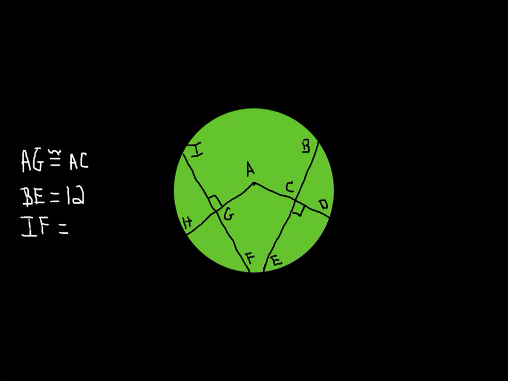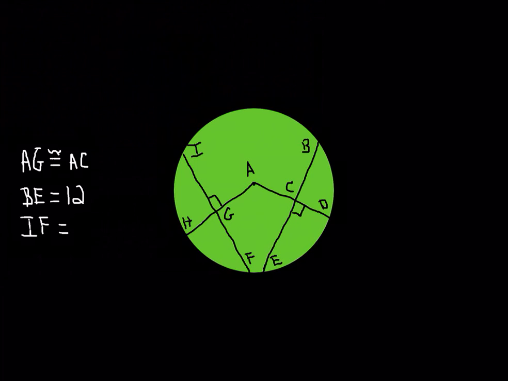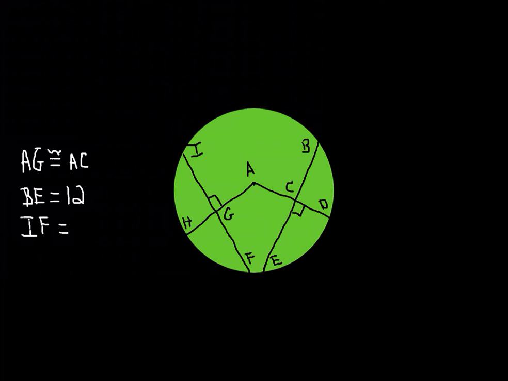Let's take a look at a problem that we may encounter with chords and circles. Let's say I have this circle here, this illustration, and let's say that I know that AG is congruent to AC. So the distance from the center to this chord and the distance from the center to this chord are equal. AG is congruent to AC, so the distances are equal. And let's say that I know that BE, the chord, is 12. Well, then what is the length of the other chord? Since the distances are the same, the chord length would be the same. So IF would simply be 12 as well.